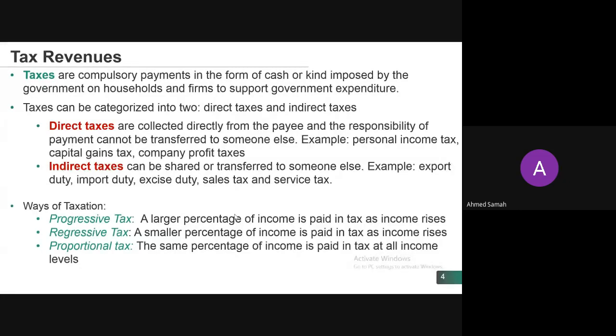This GST, customers pay for it, but the burden of paying it is on the businesses. Businesses collect GST and pay it to the government. As you have said, ultimately the customers pay it.